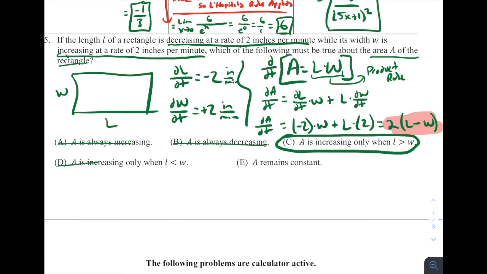So that cannot be our answer, D. And it can't remain constant because it depends on what L and W are. So it seems like C is the best answer for this one. Really taking that derivative, factoring out, you can see it depends on what L and W are. And obviously this is positive when L is greater than W.